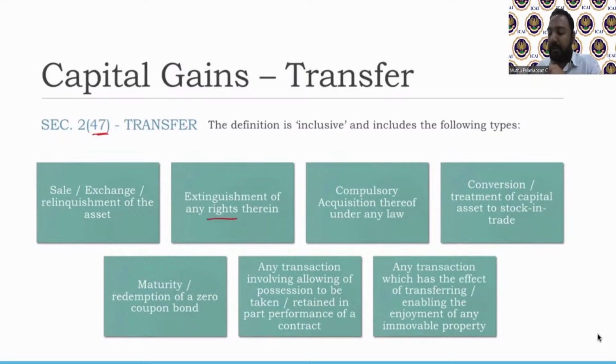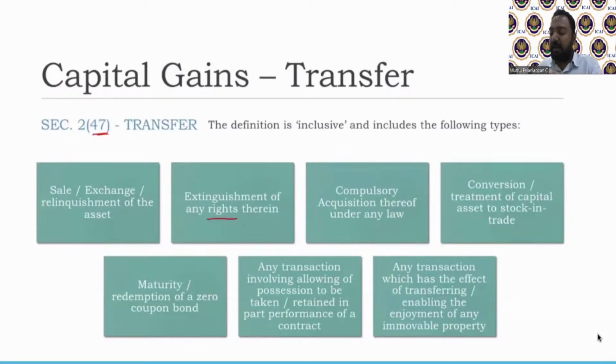Then maturity or redemption of a zero coupon bond. Whenever the zero coupon bond is maturing or being redeemed, that will be the period in which it is considered as a transfer.